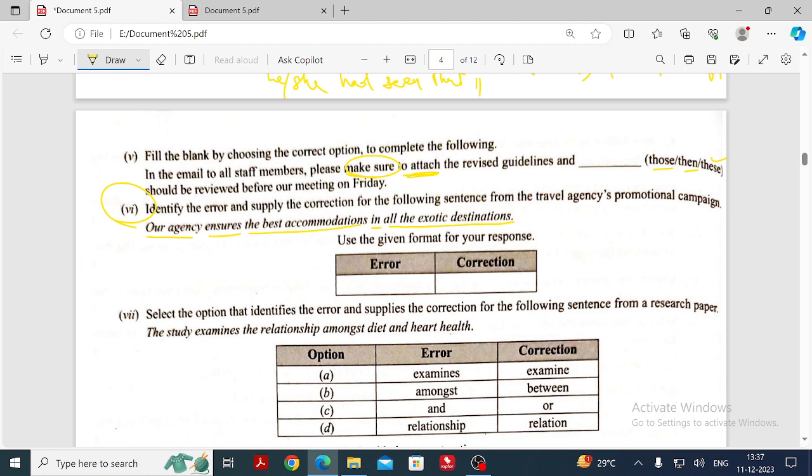Okay, what is it? Accommodations. What should be written there? Accommodate. Accommodation, not accommodations. Okay, you will get into the options of the answers. So the first option they have given is accommodation. Another one, which means 1, 2, 3, 4, 5. So here the error is in 3.